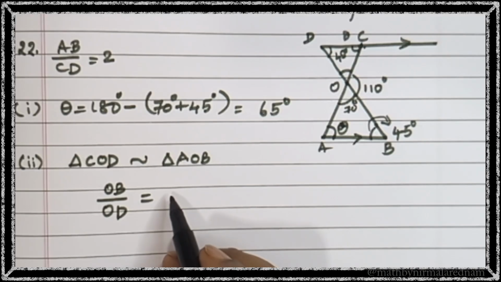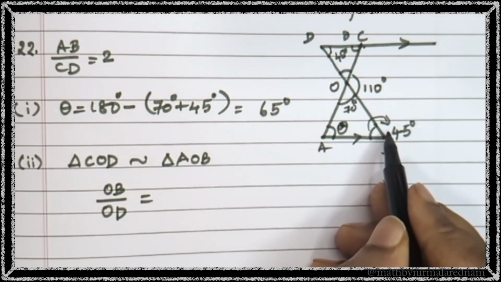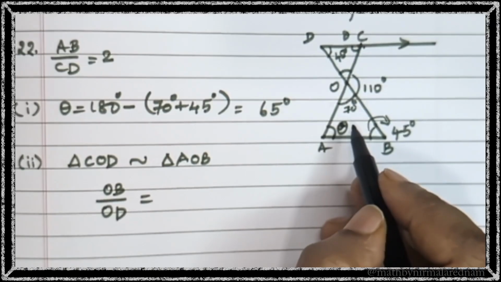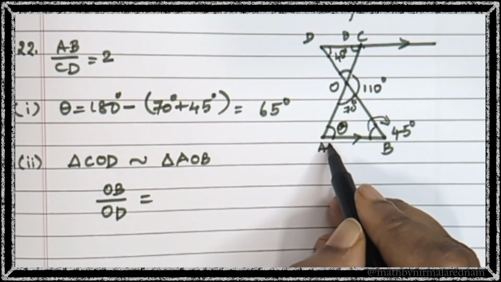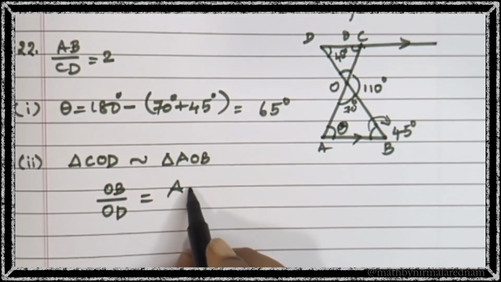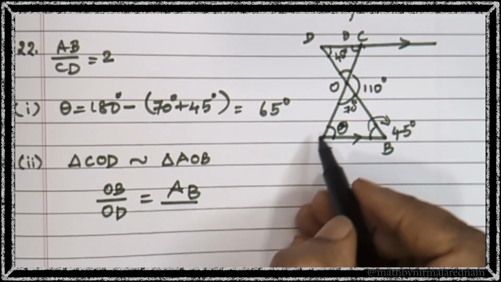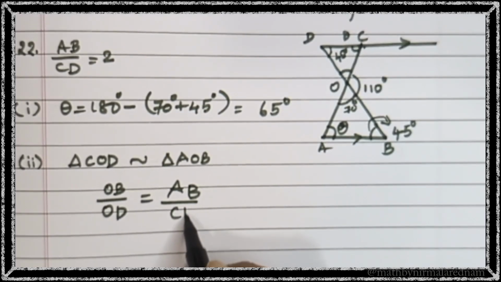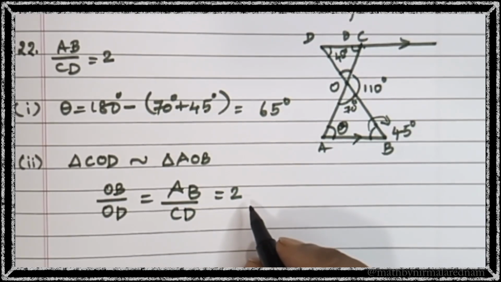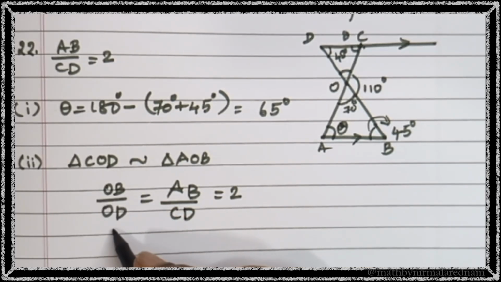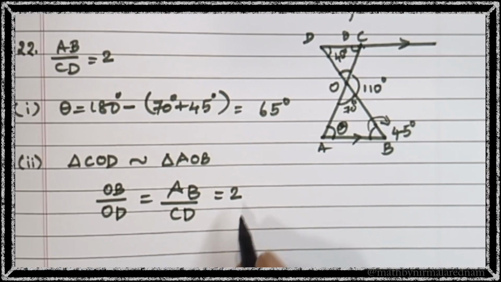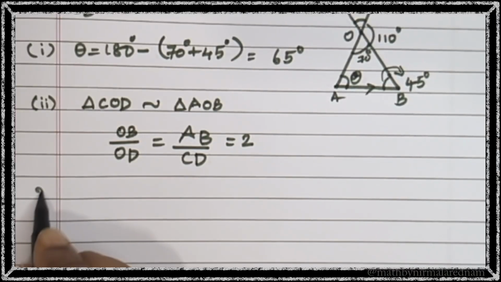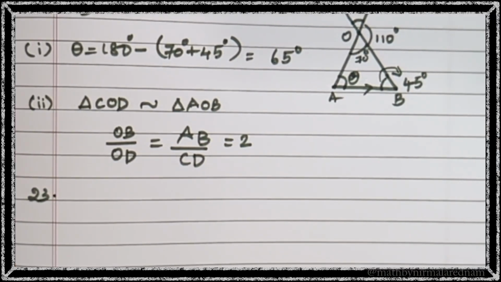Now this is equal to, in this triangle AOB, we already know AB by CD is 2. We know the ratio, right? So we are going to use that. So here I will write AB, and then corresponding to this, again here this is the 70, so by CD, which is given in the question itself as 2. Therefore the ratio that they're asking, which is OB is to OD, is also 2. That is your answer, right? Let's go to the 23rd question.